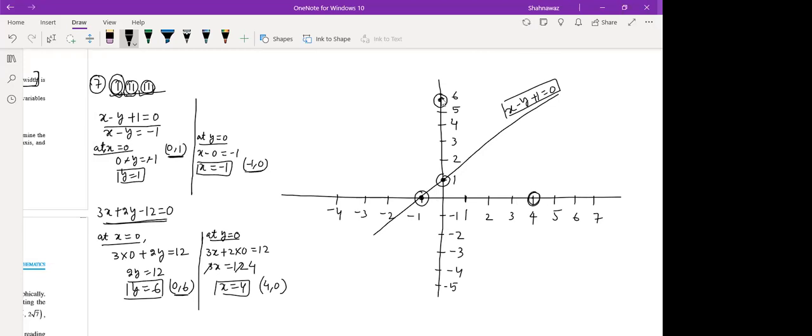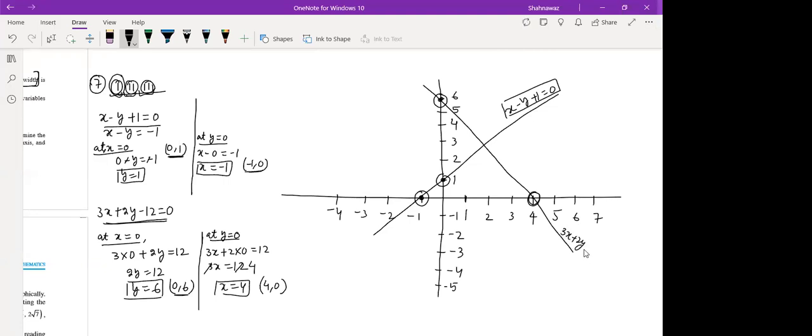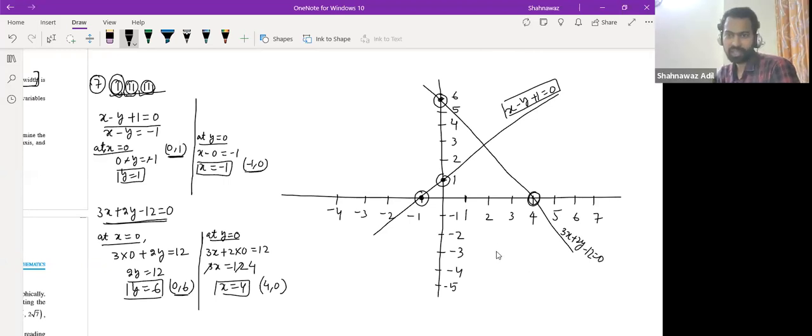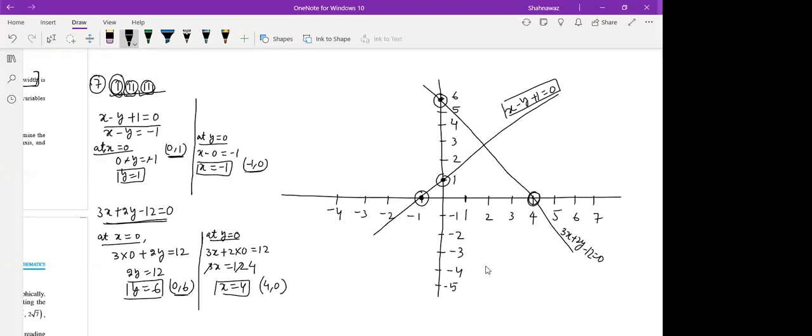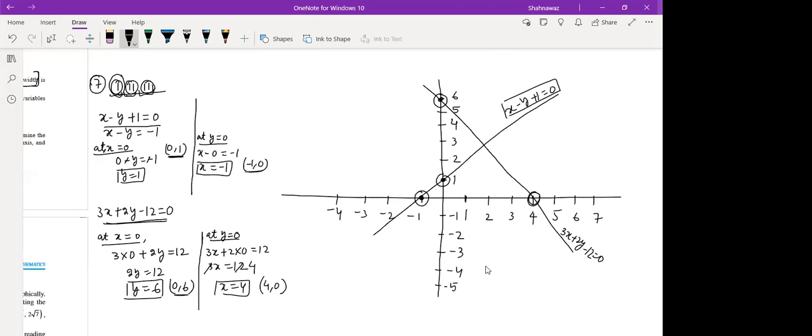Right. So the line would be what? Line would be this. Okay. So this line is what? This is 3x plus 2y minus 12 equals to 0. So these are the two lines that I have. Right. So first part is done. Making the graph part is done.